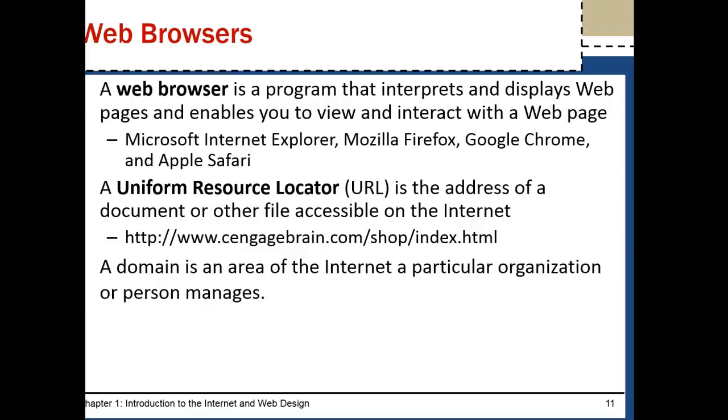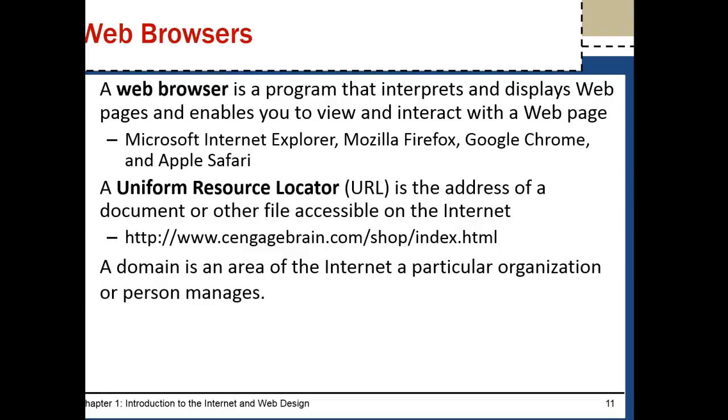A web browser is a program that interprets and displays web pages and helps us to view and interact with them. We have a lot of web browsers like Internet Explorer, Firefox, Google Chrome, Apple Safari. The first one that actually got the internet started is Netscape, but we are not using that anymore. Maybe some of you have used it in the past, but that's where the whole internet got started.